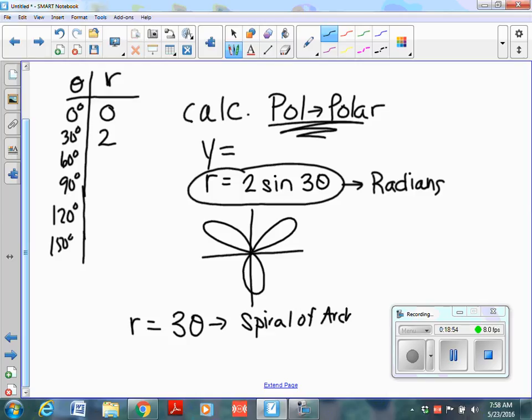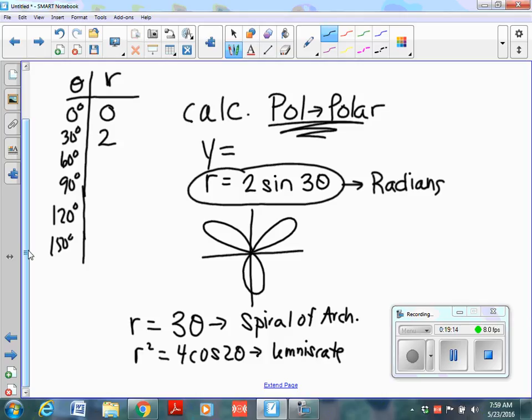Try that one on your calculator. I'm getting these out of the trig book. I'm going to give you a lemniscate sketch, which is r squared equals 4 cosine 2 theta. This should make a lemniscate sketch.